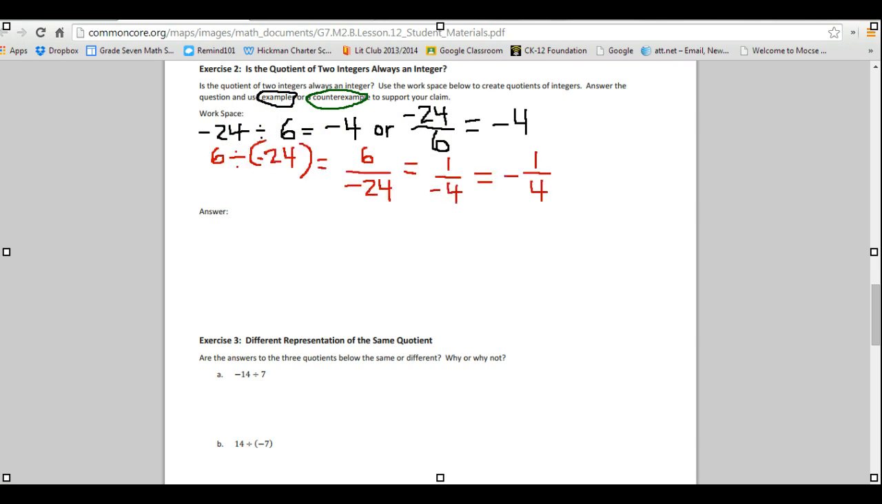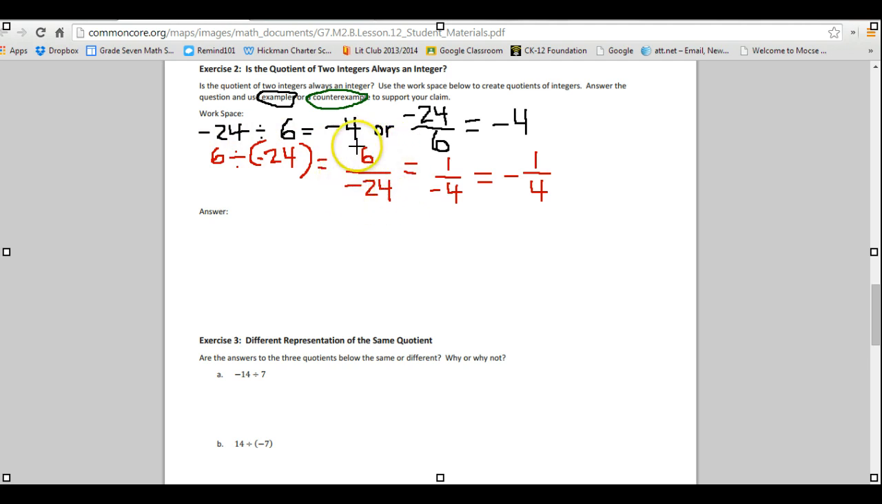Okay, so the example in the red is actually a counterexample now of why the answer would be no. A quotient of two integers is not always an integer because, as you can see, if we flip these integers around, if negative 24 and 6 change places, not only does it show you how division is not commutative, how order means something in division, whereas in multiplication it does not. So it is not commutative. You can see what happens. And the best way to do a problem like this would be to change it into a fraction.